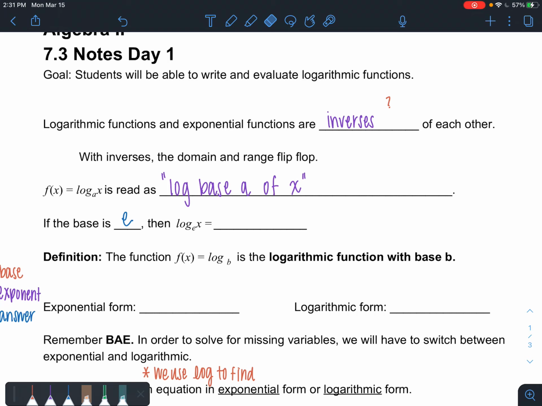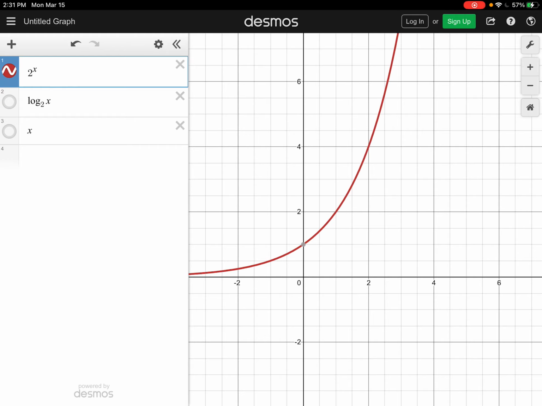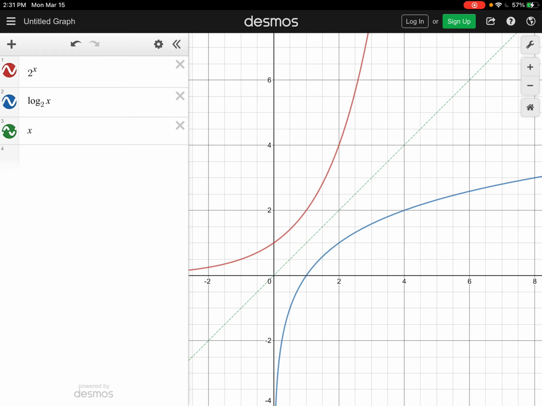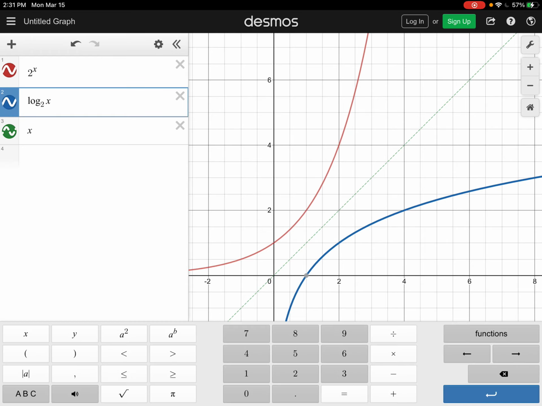So what I have graphed here is 2 to the x in the red. So this is a function 2 to the x. And if I were to have a line x, so it's splitting x and y, going directly diagonal. If I were to reflect this 2 to the x over, you'll see that that is an exact reflection, which is the log base 2 of x in the blue. So that's what it means.